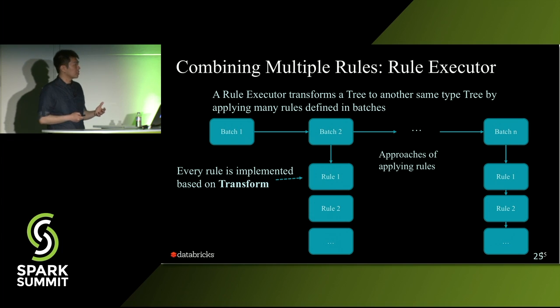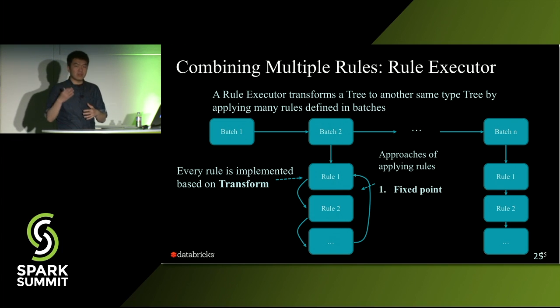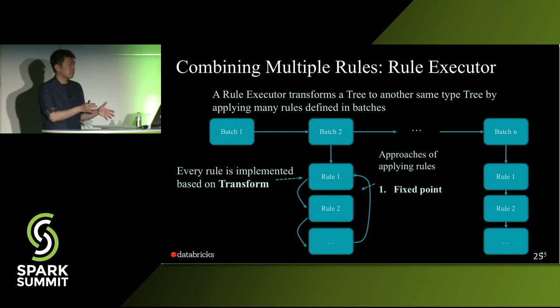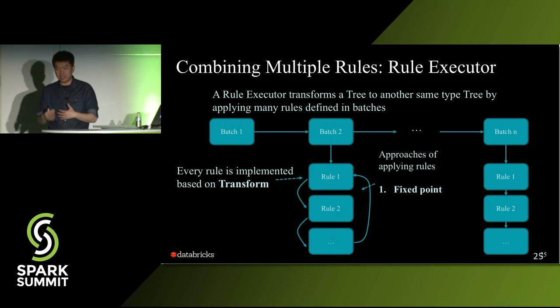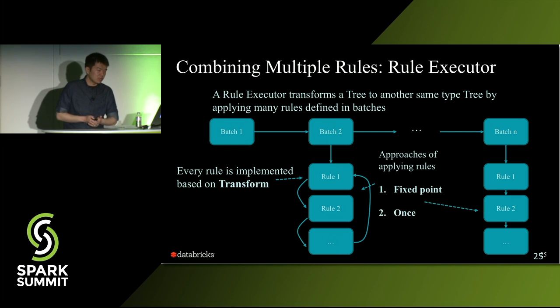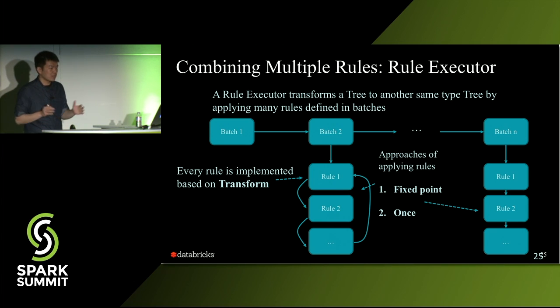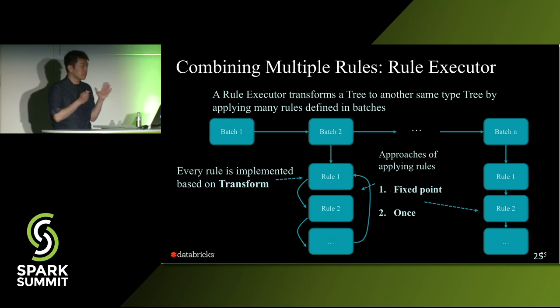In the first approach, we just apply the rules in a batch over and over again until the tree does not change anymore. In Spark, we call this approach fixed point, because we want to iterate to change the tree until we converge. The second approach is that we apply all the rules in the same batch just once, get them all triggered, and then we're done. This approach is simply called once in Spark.